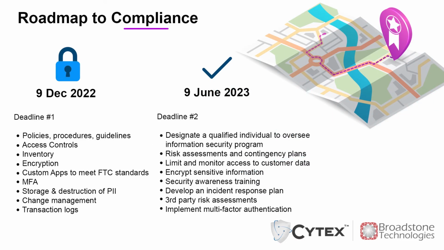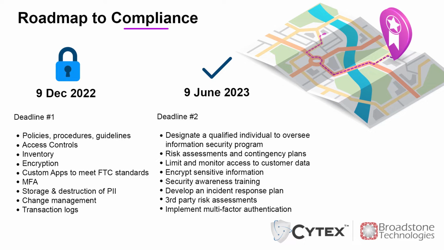So that brings us to a roadmap to compliance. You'll see two dates here: December 9th, 2022, which obviously has passed, and then June 9th, 2023. The December 9th date is actually the original deadline. The FTC realized that there was a lot of confusion, and not just confusion, but really a lack of information circulated within the industry. So it was reasonable for them to extend the deadline to June 9th. However, as of December of last year, you did need to have the bullets listed here in place.